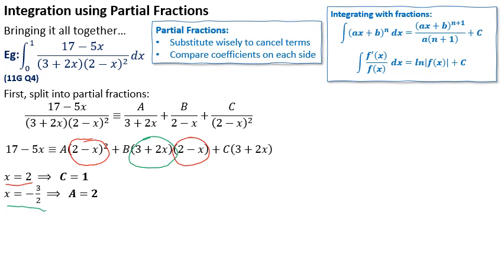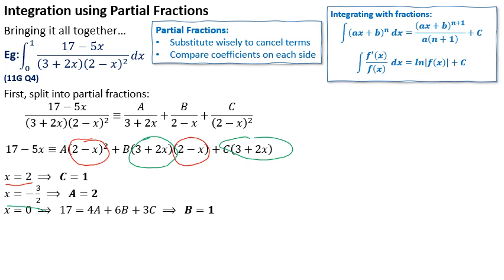Setting x to be minus 3 over 2 allows those bits to disappear entirely, so the b component and the c component no longer exist, and we're left with just a times 2 minus 3 over 2 squared, and on the left 17 take away 5 lots of minus 3 over 2. So the fractions are a little messy, but nothing you can't deal with. We get a equals 2.